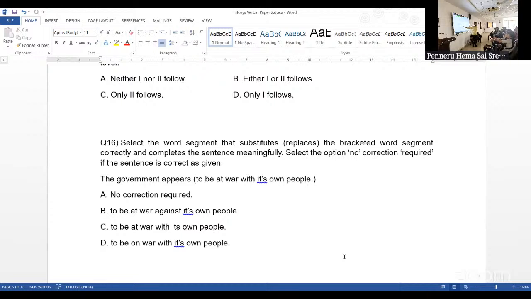What exactly is "it apostrophe s"? So "it apostrophe s" means "it is". That is the meaning. Okay, a contraction of "it is" is "it's". Here "its" is a possessive pronoun. That means it refers to the people here, the government here. So "to be at war with its own people" says the government is at war with its people. Whereas here it becomes "with it is". So this is incorrect. This is correct.